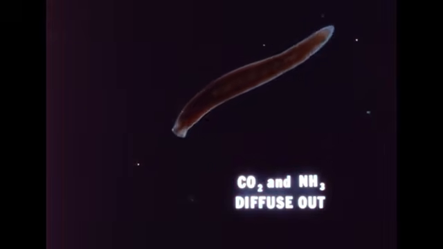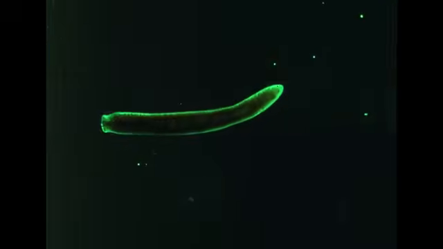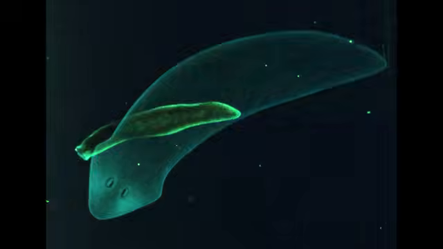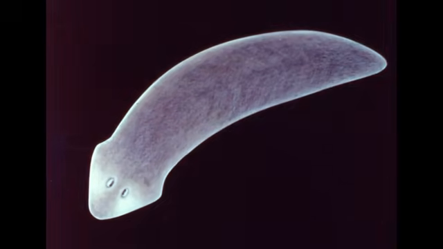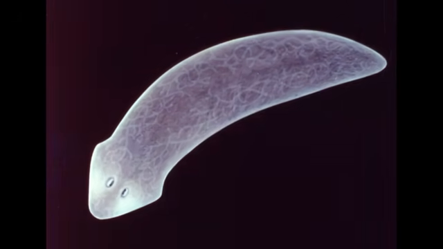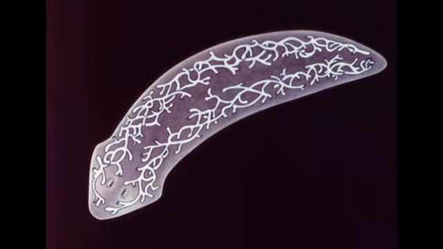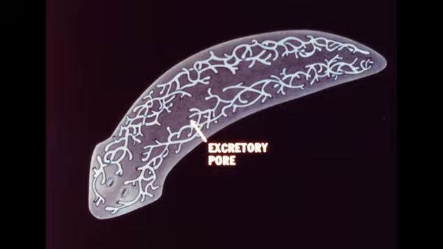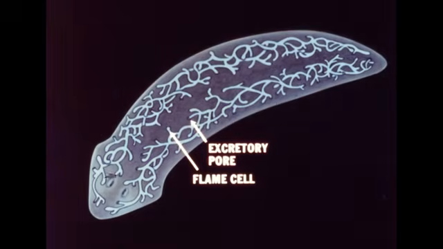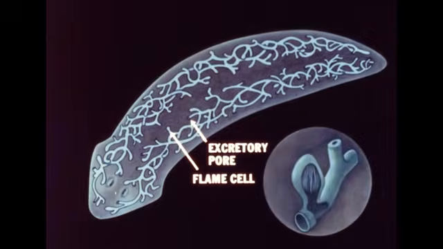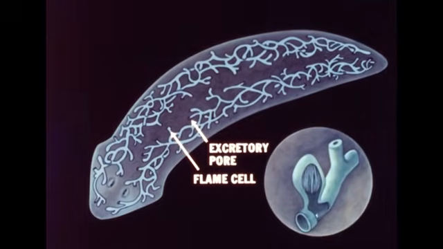Planarians also are surrounded by water and excrete carbon dioxide and ammonia by diffusion. However, a planarian does have an excretory system which consists of a series of branching tubes. The outer ends of these branching tubes open to the outside. The inner ends terminate in flame cells. Each flame cell contains a space which connects with an excretory duct.